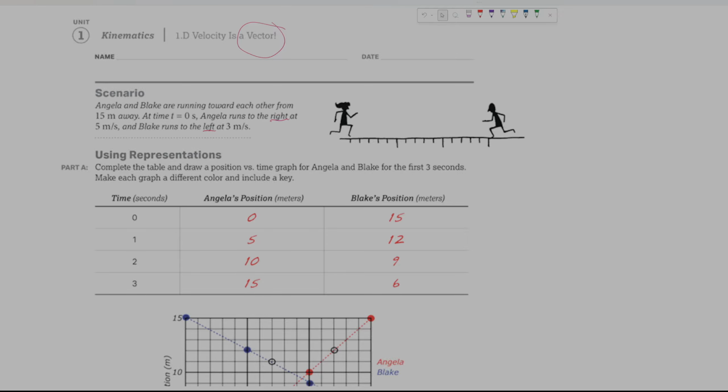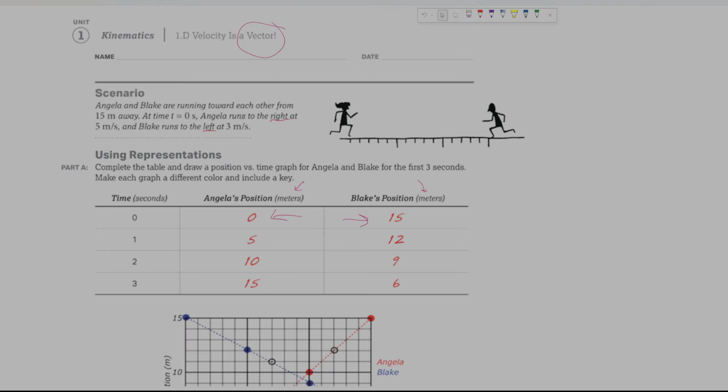Now, how do you know what numbers to even put there? Well, at time equals 0, where are they? They're starting at their respective locations. So Angela is starting at 0, and Blake is starting at 15 meters. You notice that you don't have to put the meters because they are already included in the title for the data table. You should always do that. Put the unit in the data table at the top, in the header of the column. That way you don't have to clutter the data table with letters and numbers.